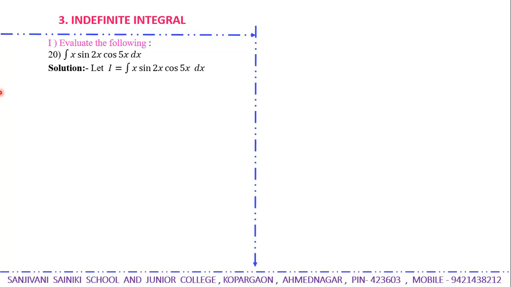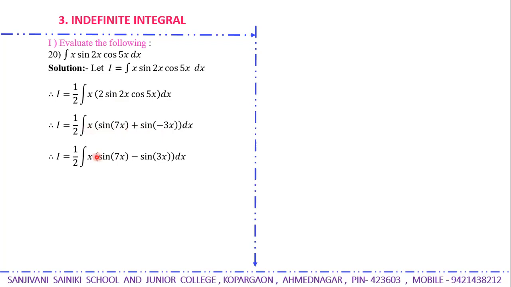Now the next example, x sin 2x cos 5x dx. Its integral we have to find out. So here we will make an adjustment, multiply and divide by 2. Here the 2 sine a cos b formula will be used: sine of 2x plus 5x plus sine of 2x minus 5x is sine 7x plus sine of minus 3x. This is the formula. Then multiply these two terms by x and separate the integrals.